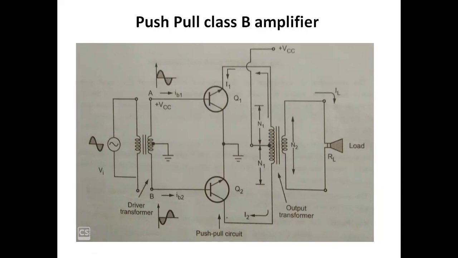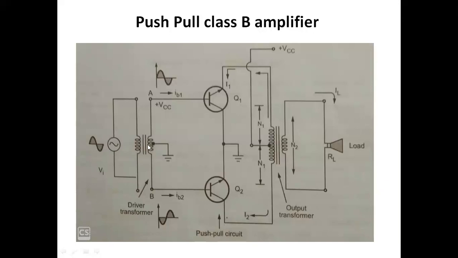We have a signal at the collector, and that will be passed to the load by the use of the secondary of the output transformer. This is the case when we are applying a positive half cycle. Similarly, when we are applying a negative half cycle, what is the operation?